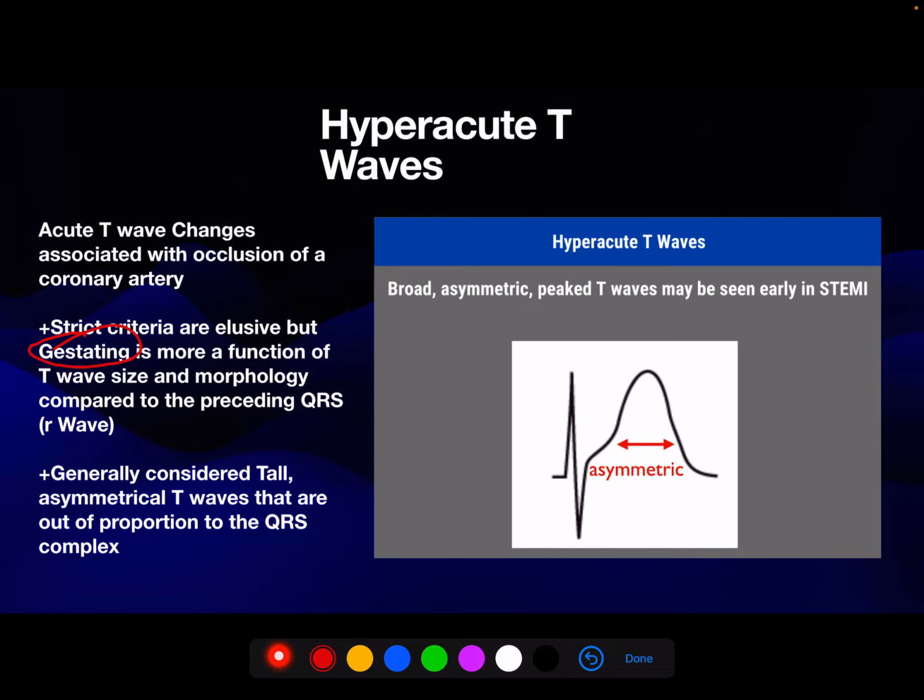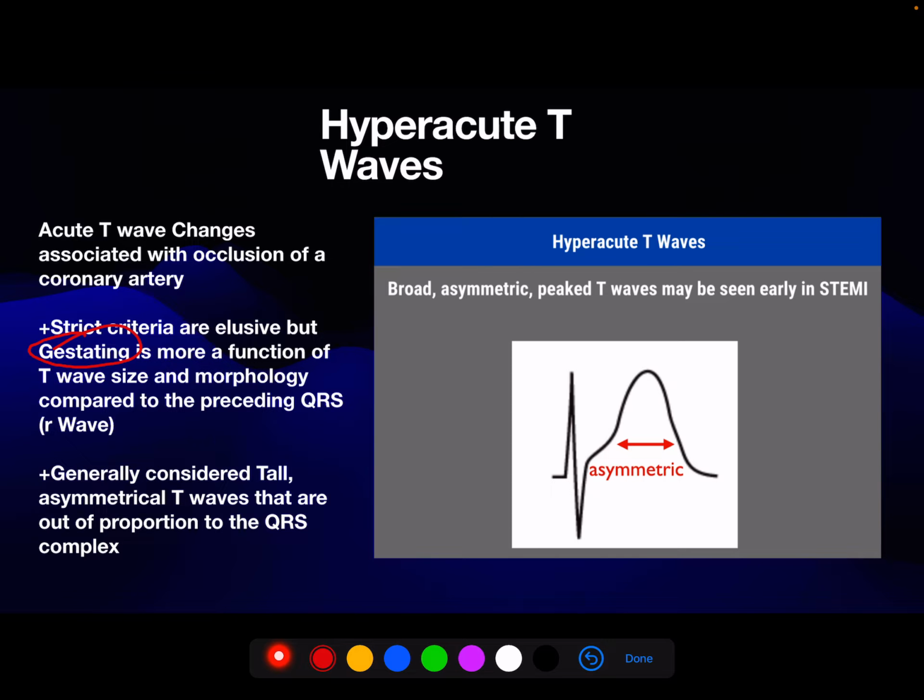But gestalting is more a function of T wave size and morphology, and you want to compare it to the preceding QRS, the R wave specifically, like we talked about in the last slide, where you kind of just look at it, gestalt it, and go, does this look like it is proportional to the QRS complex?